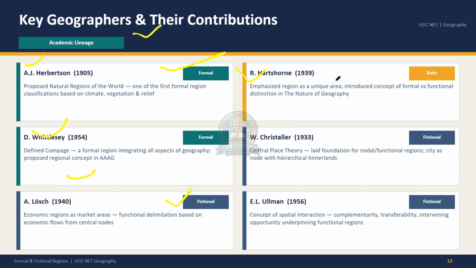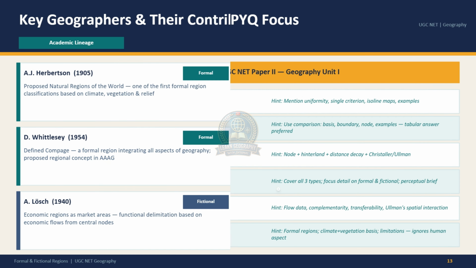Richard Hartshorne, 1939, both formal and functional, emphasizes region as a unique area, introduced the concept of formal versus functional distribution in The Nature of Geography. Walter Christaller, 1933, functional, central place theory, laid the foundation for nodal or functional regions, city as node with hierarchical hinterlands. E.L. Ullman, 1956, functional, concept of spatial interaction, complementarity, transferability and intervening opportunity underpinning functional regions.